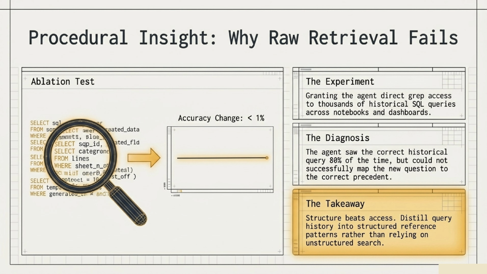The takeaway here is simple: structure beats access. Distill your query history into structured reference patterns rather than relying on raw, unstructured search.